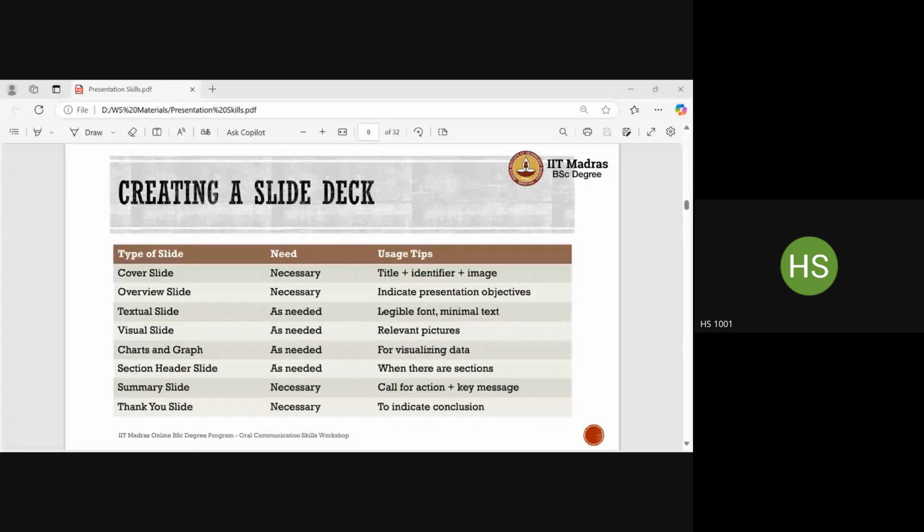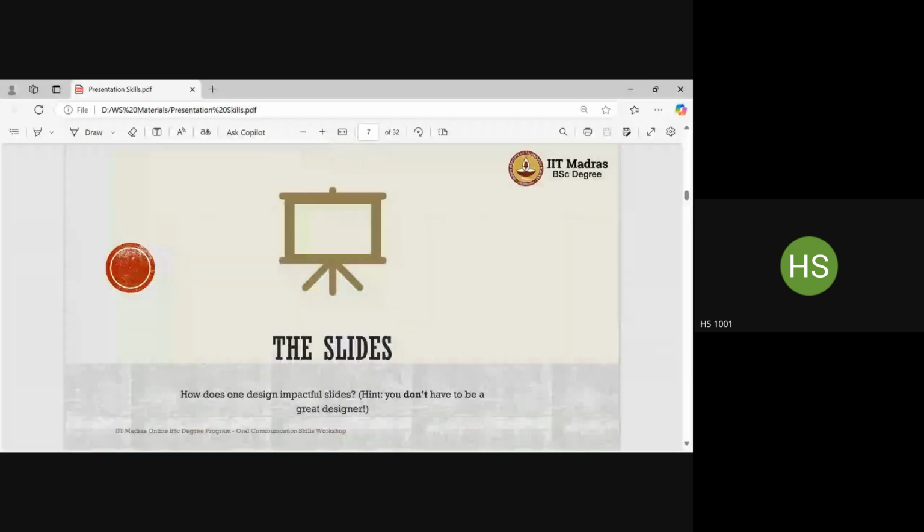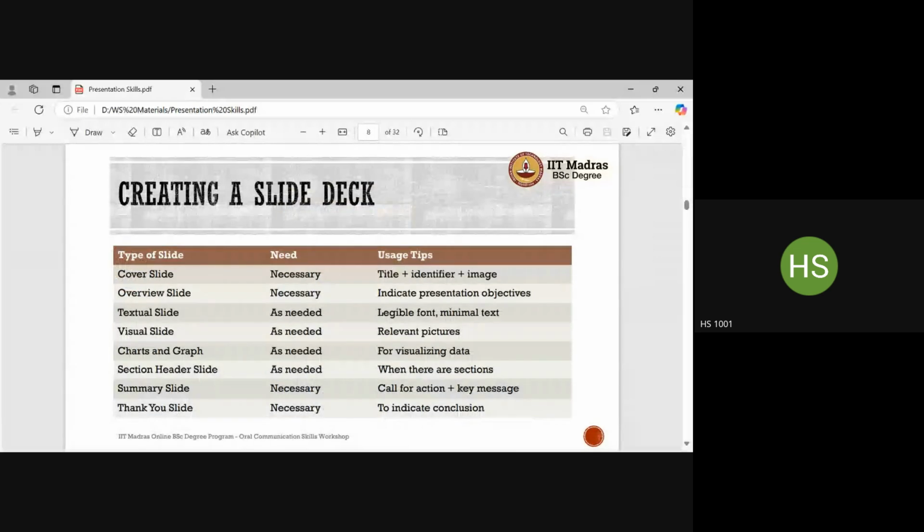You can have section header slides. That is when you are transitioning from one section to another. For example, this is a section header. Within the presentation, I am moving to the next section, which is the slides or the visual elements. You can have a summary slide at the end of it. You can have a thank you slide at the end of it. Okay?